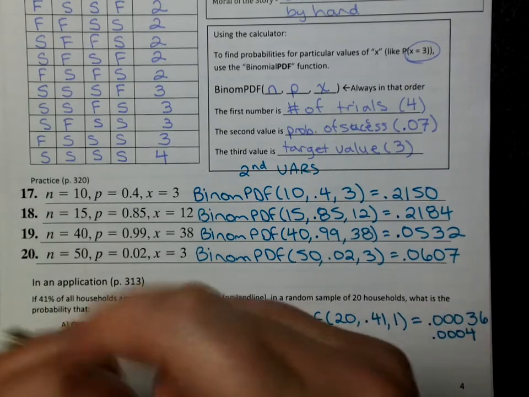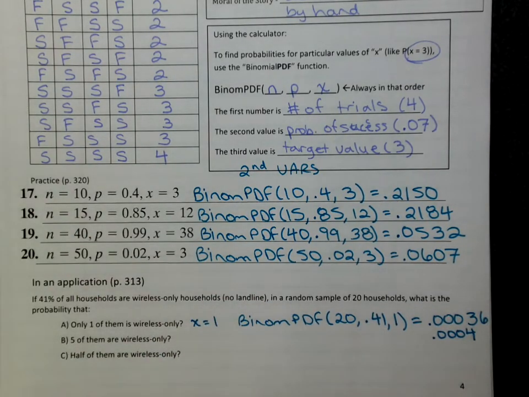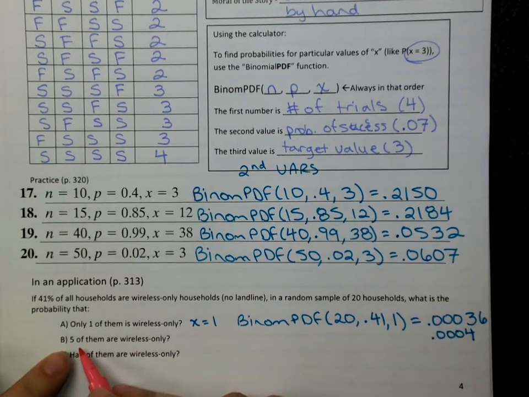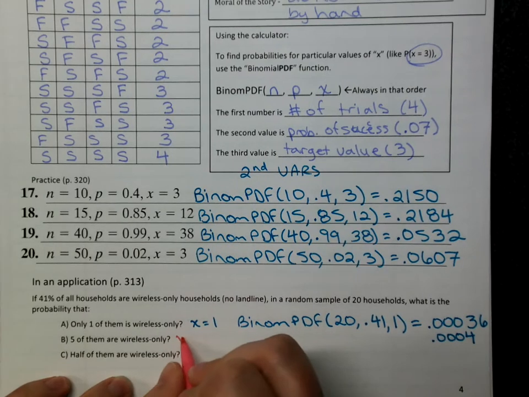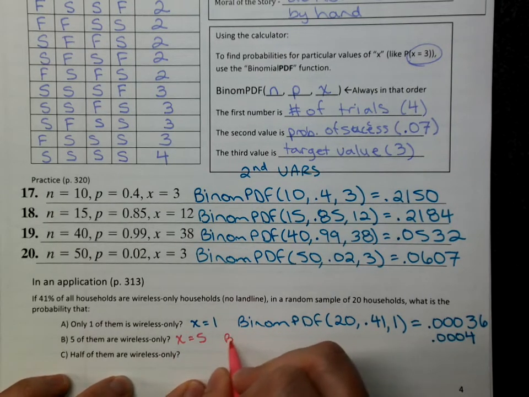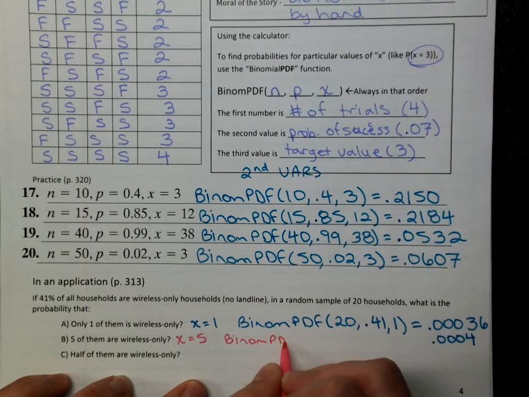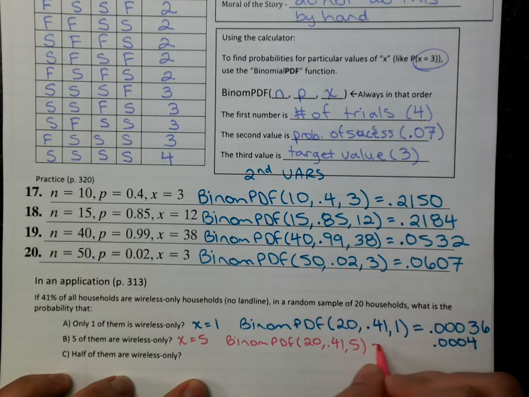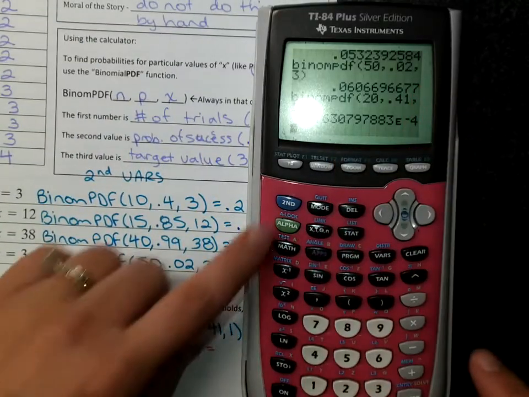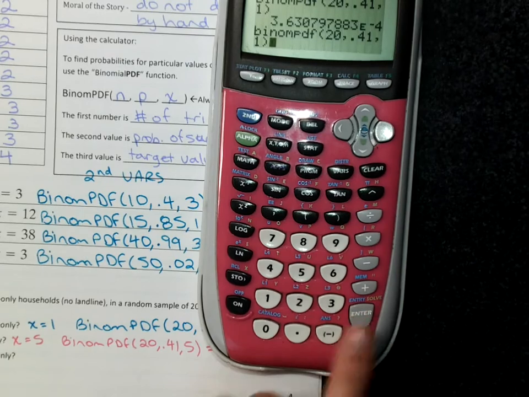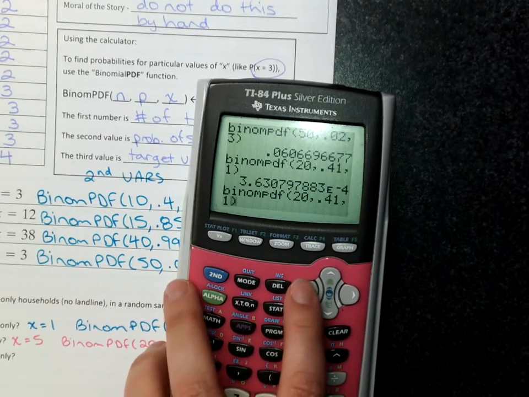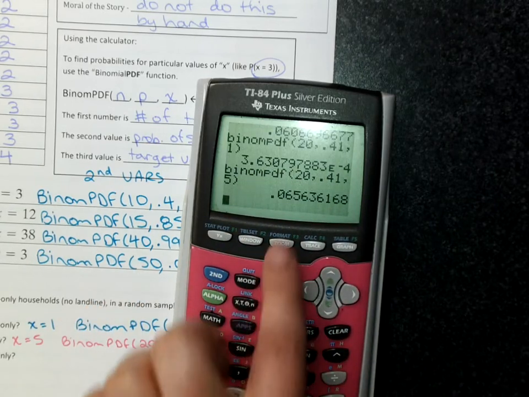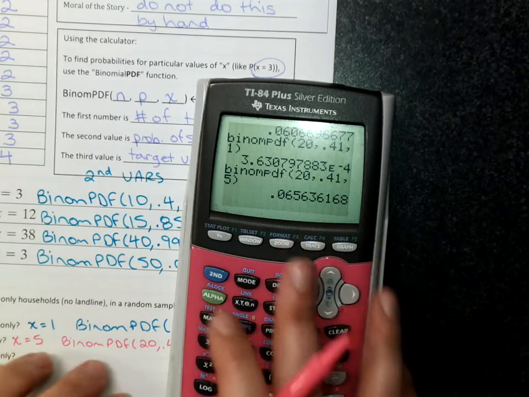Alright, I'm going to change colors so you guys can continue to follow. So same setup, 41%, sample size 20. What is the probability that 5 of them are wireless only? So that's x equals 5. Binom PDF, 20, .41 and 5. On the calculator, you can hit second and then enter. It'll pull up what you just typed in. You just change the 1 to a 5. So if everything's the same, just change that last number. We get 0.0656.